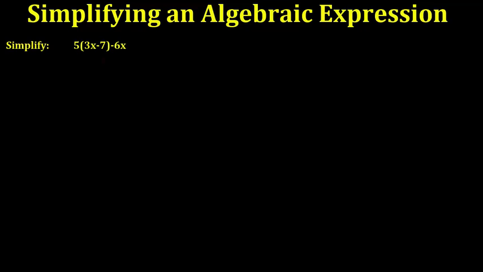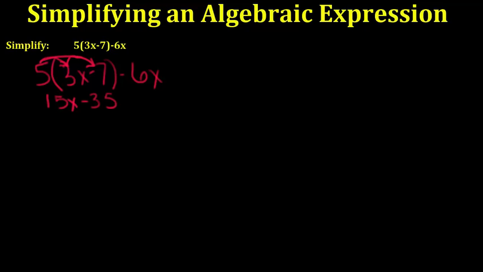In this video we are going to simplify an algebraic expression. So the first example is: simplify 5 times (3x minus 7) minus 6x. Our first step is to use the distributive property to get rid of the parentheses. So we'll say 5 times 3x is 15x, and then 5 times negative 7 is negative 35, and then we have negative 6x still.